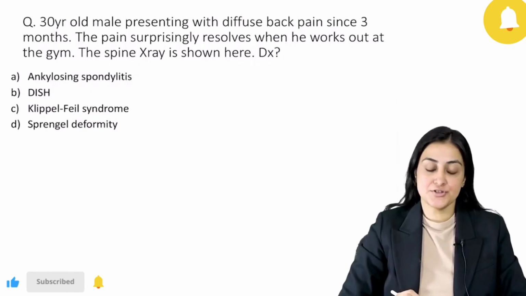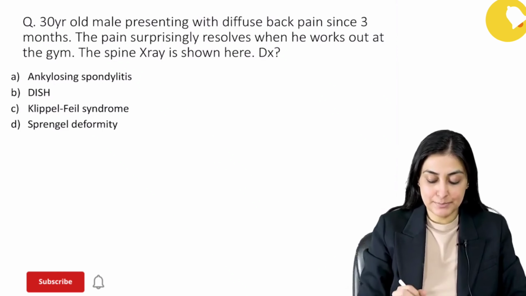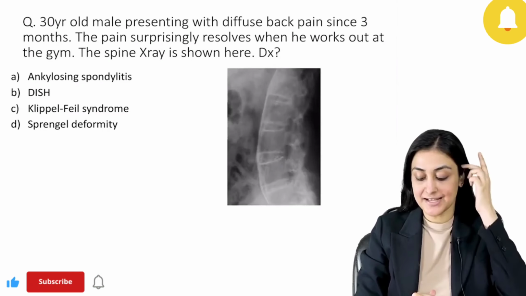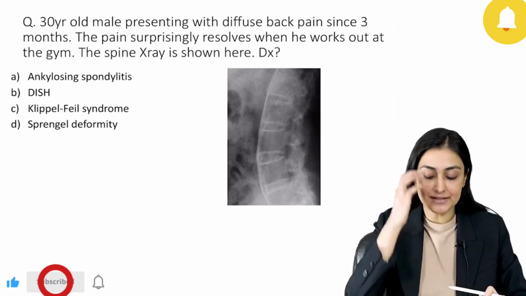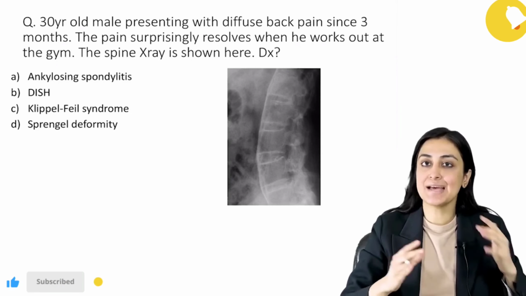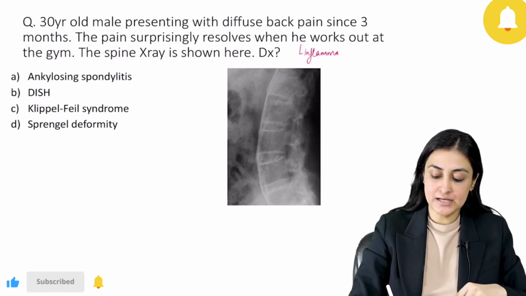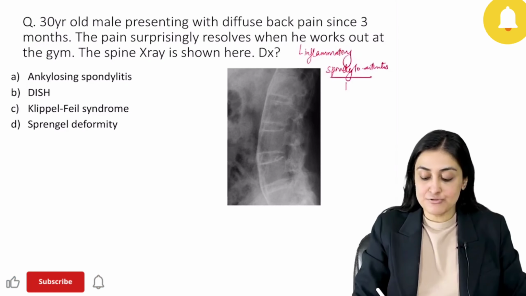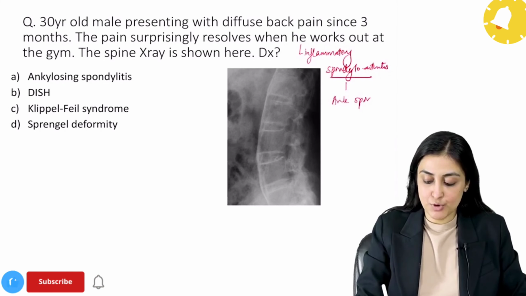So now continuing with our discussion, we have a 30-year-old male who presented with diffuse back pain since 3 months. The pain surprisingly resolves when he works out at the gym. The spine X-ray is shown here. What is the diagnosis? So before looking at the image here, when you analyze the question, you find that there is pain which resolves when he works out, which means that it resolves with activity. So this is a very typical feature of inflammatory arthritis, right? So here, because we have back pain, we'll call it inflammatory spondyloarthritis. And remember, the prototype of inflammatory spondyloarthropathy is going to be ankylosing spondylitis.